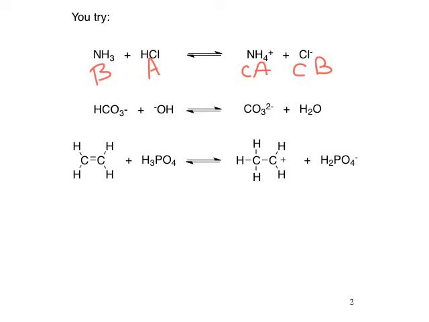In our second reaction, we have bicarbonate reacting with hydroxide. So again, we'll just look over on the right side of the equation and see what happened. Looks like bicarbonate was our acid, and hydroxide was our base. That gives us carbonate as our conjugate base, and water as our conjugate acid. In our third example, we can see the alkene is adding a proton to its structure, and so that's our base. Phosphoric acid is our acid, and then we have the conjugate acid and conjugate base.